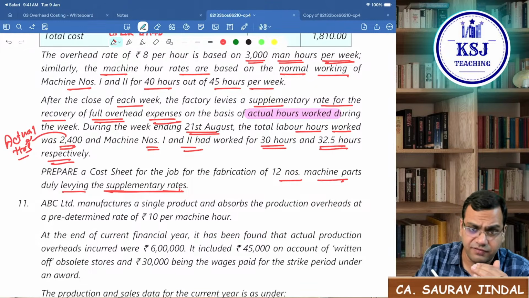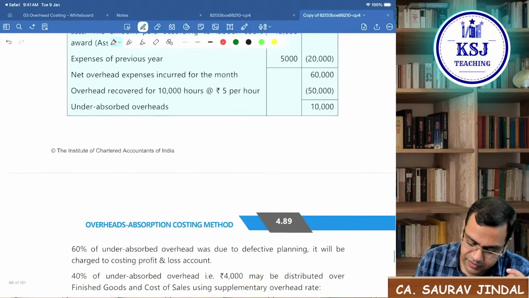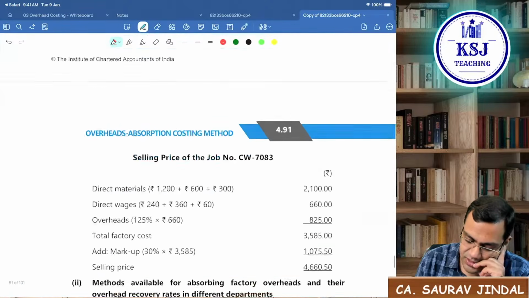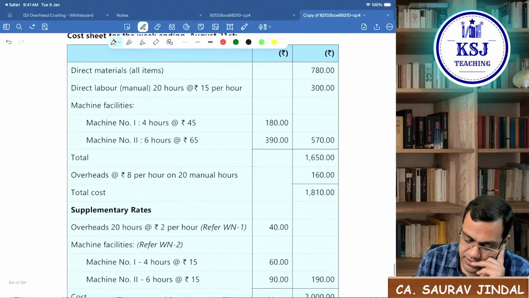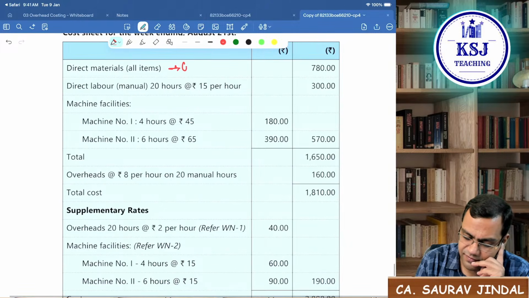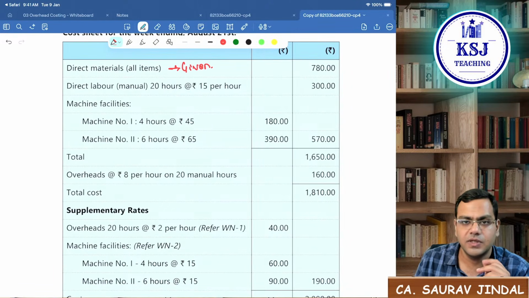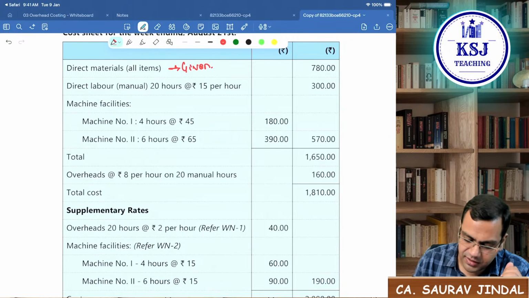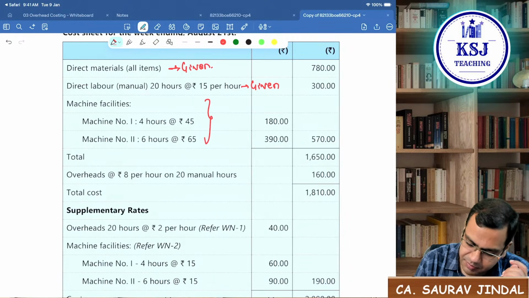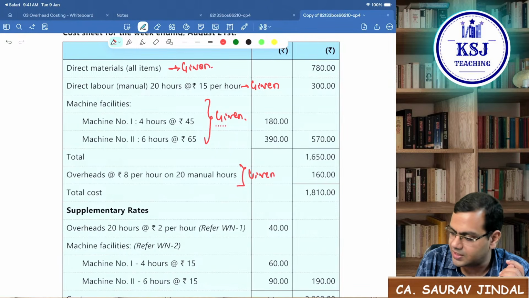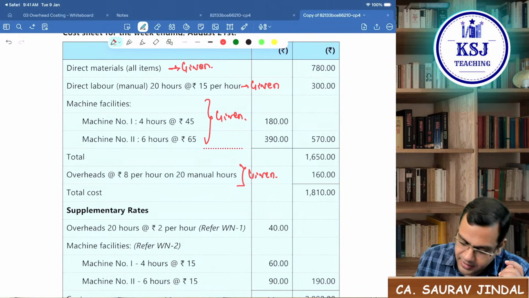Now, the first half of the cost sheet is very simple. If you see the first half of the cost sheet, that is extremely okay. The only explanation is, see, direct material given in the question itself. No issues in that. Right? Direct labor again given in the question itself. No issues in that. Machine facilities given in the question. This part is also given in the question. This overheads also given in the question. No issues in that also. Right? Total cost. Up till this part there is no issue.